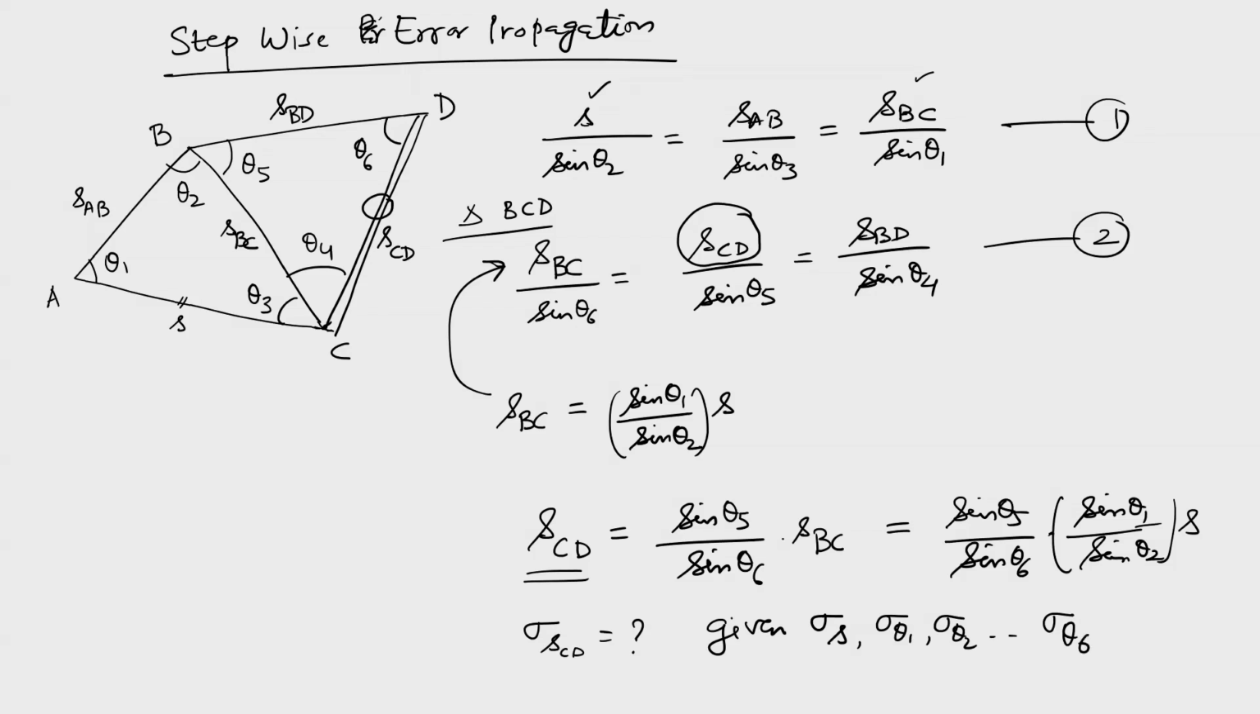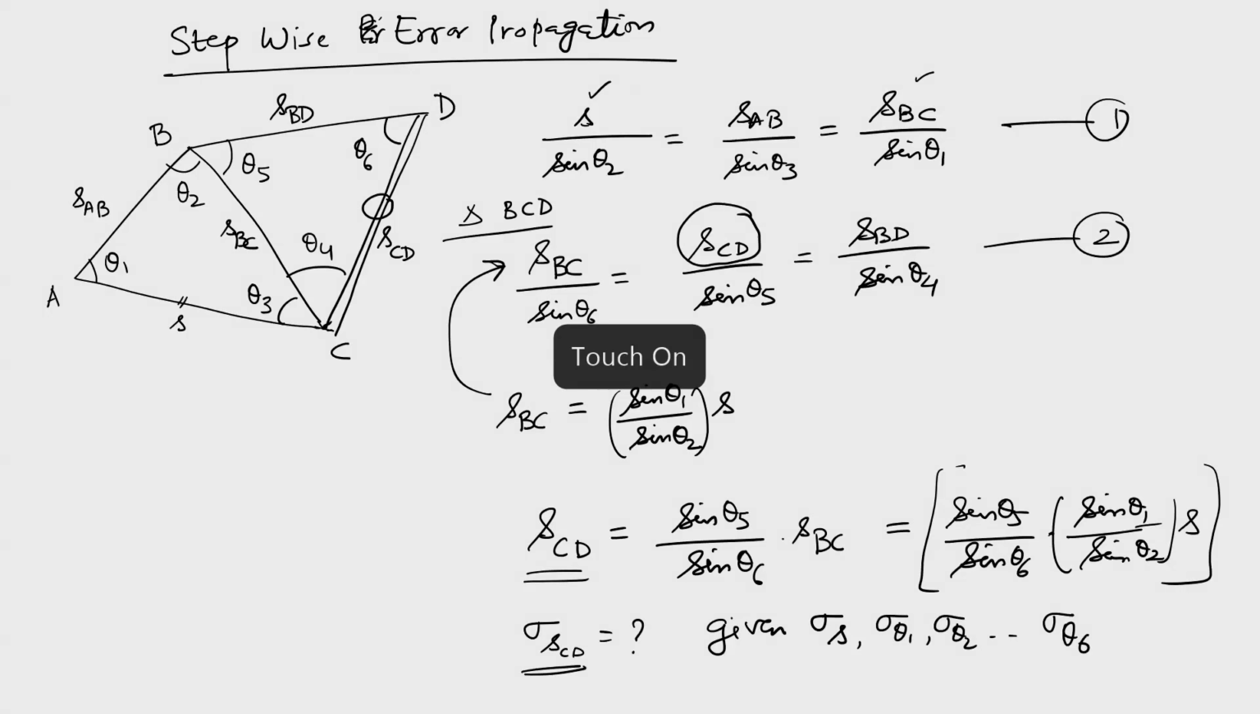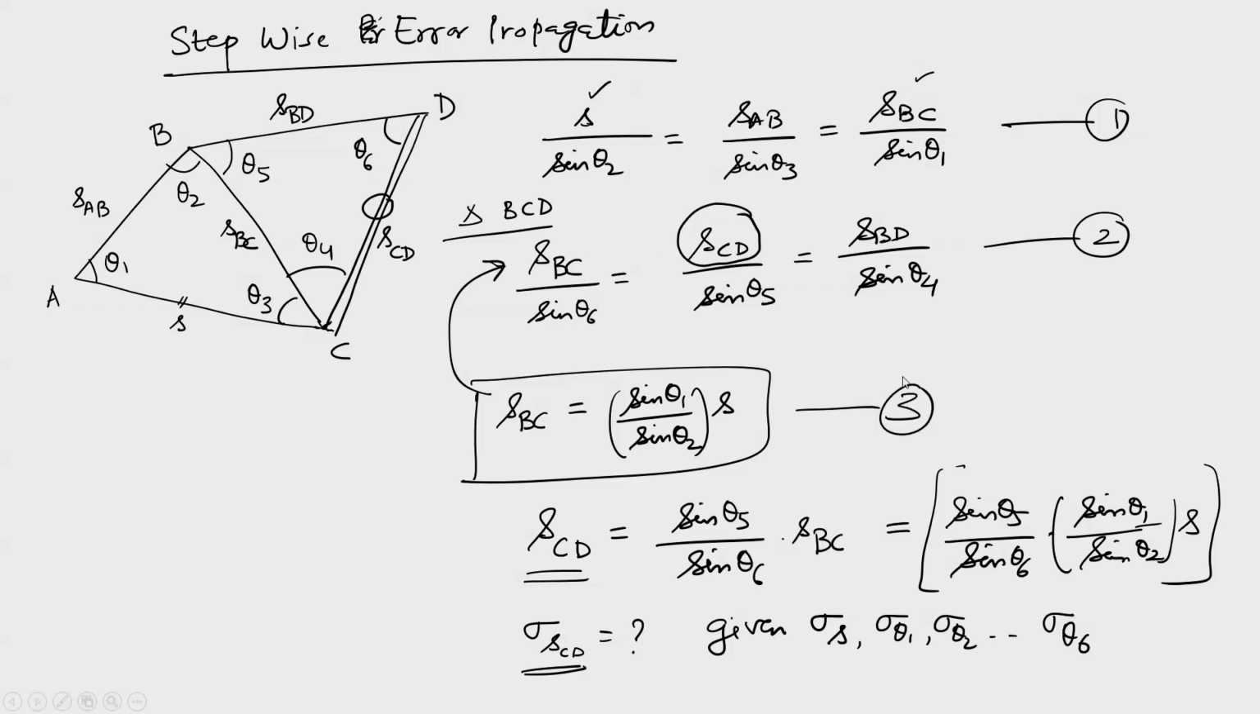So, how can I find out this sigma SCD? One way is to make this a function and try to make the Jacobian matrix, and you know the process. But there is some intelligent process also, called stepwise error propagation. First I will find the sigma SBC error by a simple relationship. If you just see the last one here, this relationship I use, let us say equation 3, and that is equation 4. So, equation 3 I will use.